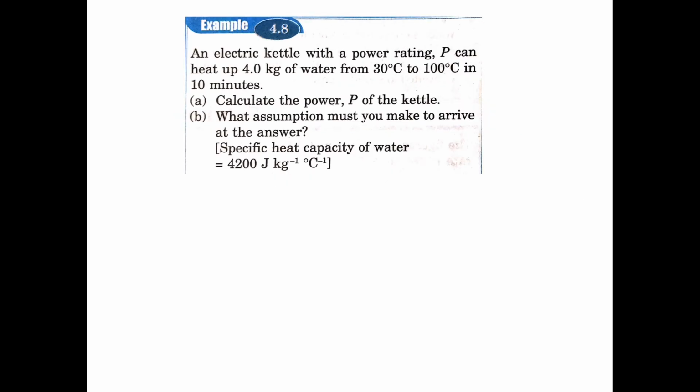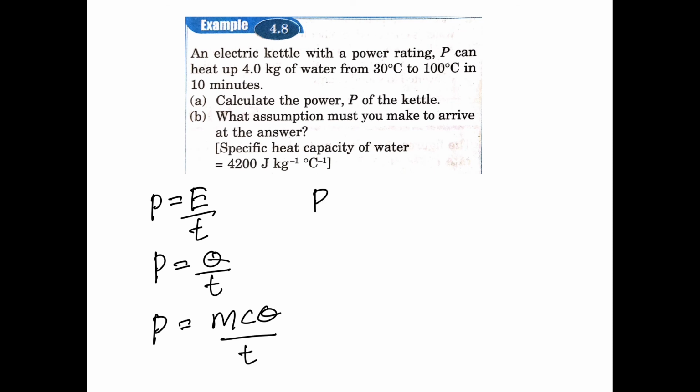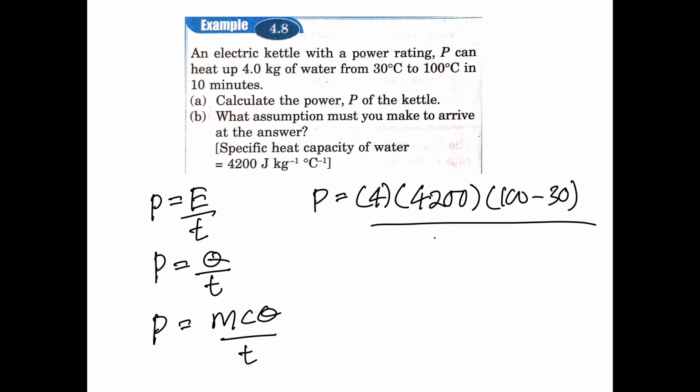Okay, next, example 4.8, you have to calculate the power. Power equal to energy divided by time. So I can write down as P equal to Q over t, because Q is the heat energy. You substitute the values into the formula and your answer is 1960 watt.